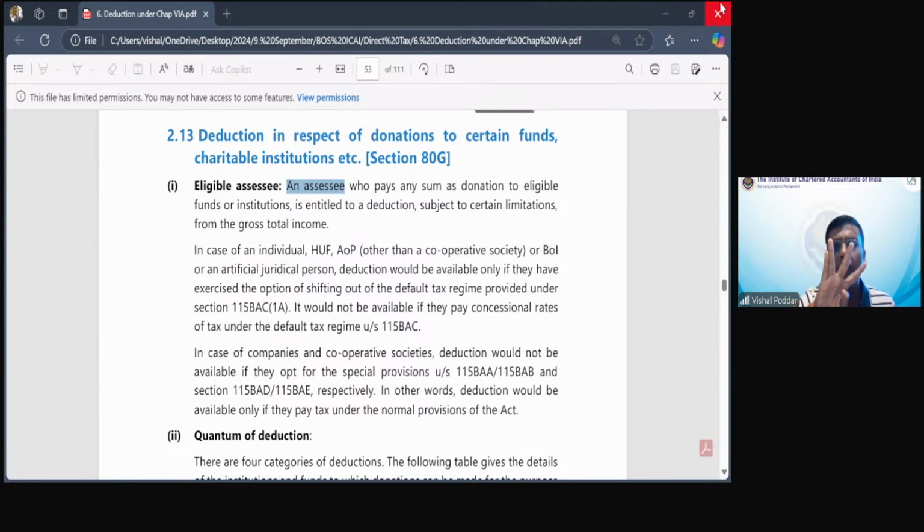Correct? Now, within funds, the deduction may be 100%, that is whatever donation you have given, or it may be 50%, that is half of the donation. Similarly, within institutions, deduction may be 100% or 50%. So this is how you have four categories: funds, institutions, 100% deduction, 50% deduction, 100% deduction, 50% deduction. So this is how the deductions are given in four categories. Is this clear? Yes, everybody understood?